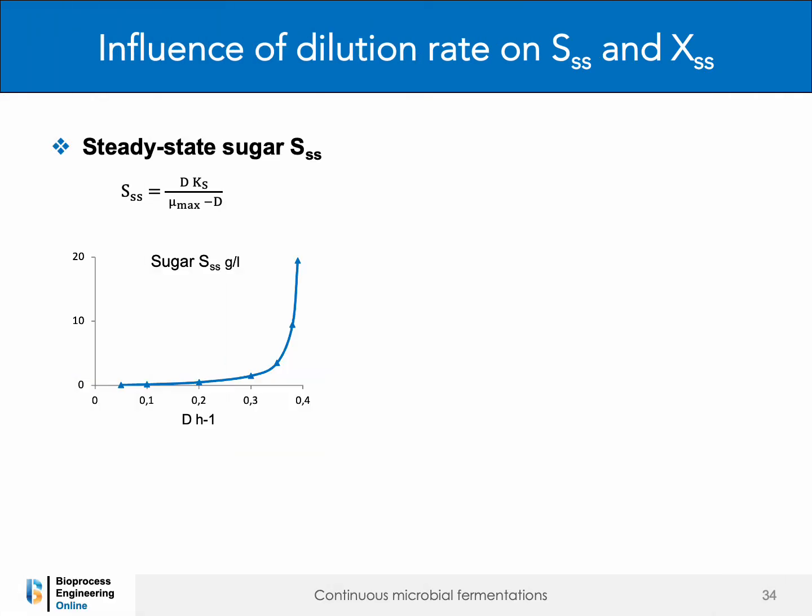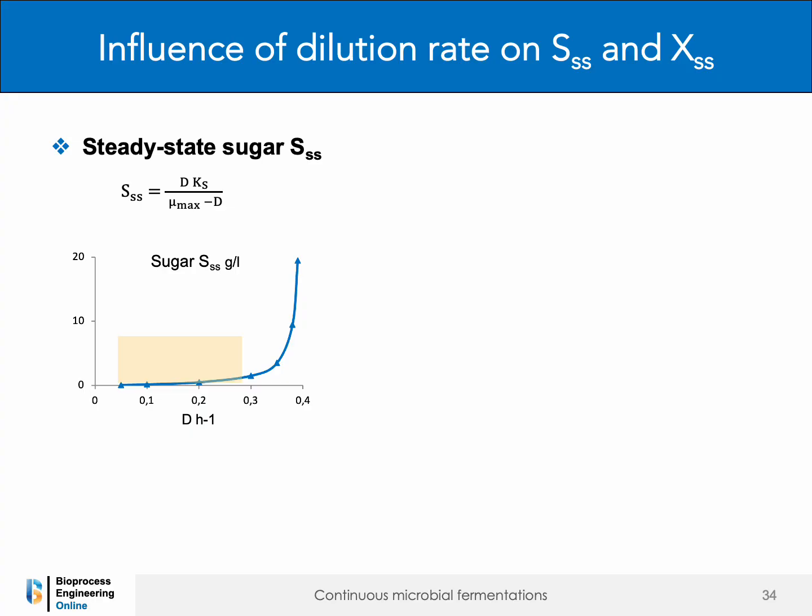What are the influences of dilution rate and feed sugar concentration on the steady-state sugar and biomass concentrations? The steady-state substrate concentration S_SS depends solely on the dilution rate D. It is independent of the substrate concentration in the feed. During continuous fermentation, the substrate concentration in the reactor automatically adjusts through microbial activity until the specific growth rate of the cells equals the dilution rate.